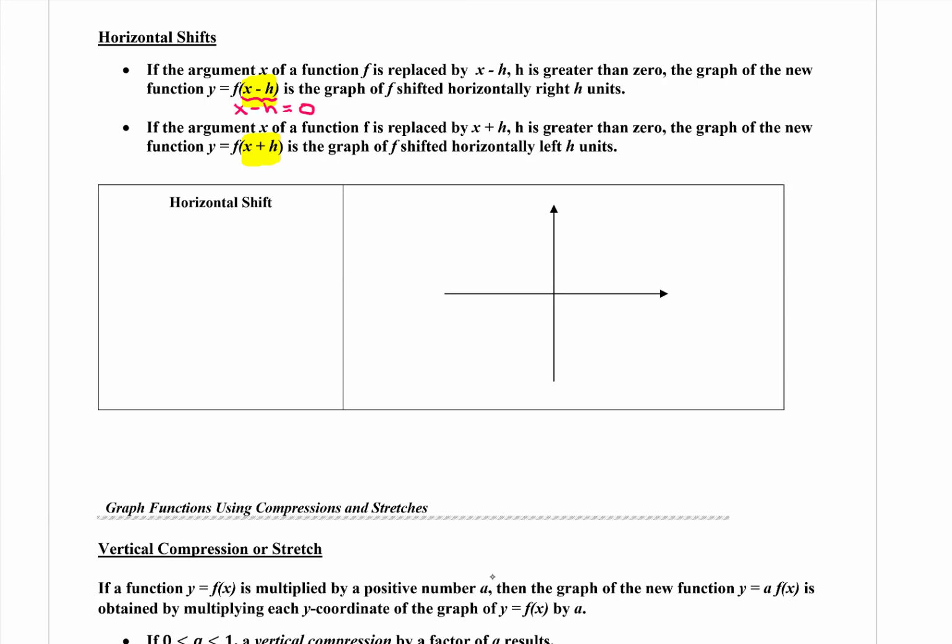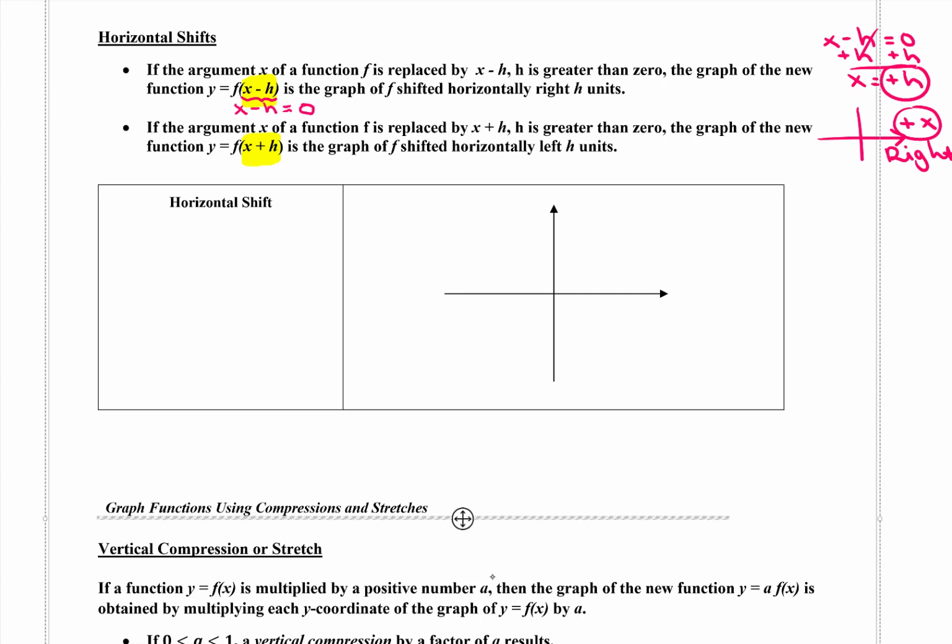So here for the first one, it says if the argument x of a function f is replaced by x minus h, h is greater than 0, the graph of the new function y equal to f of quantity x minus h is the graph of f shifted horizontally right h units. So what I like to do is take that x minus h part, that part that's within the function, set it equal to 0, and solve for x to figure out which way I'm going.